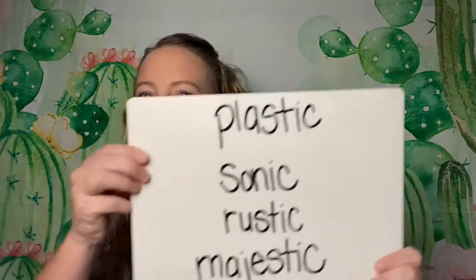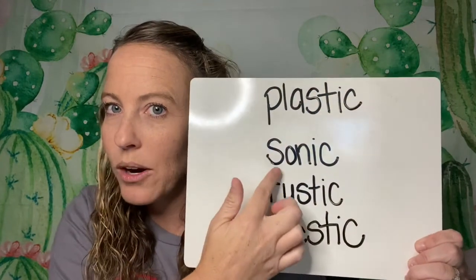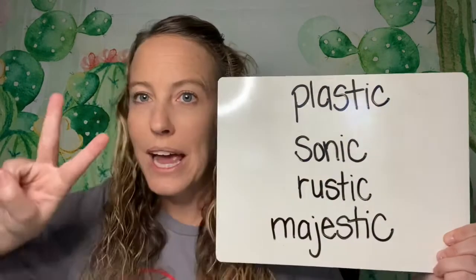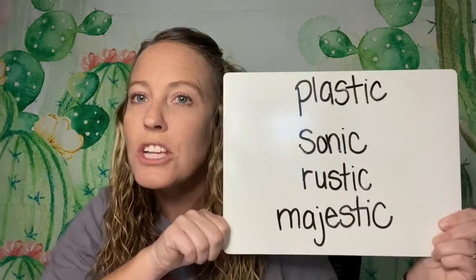Plastic. It's a 2-syllable word. Good job. Now let's take a look at the next word. How many vowels are in this word? Let's see here. 1, 2. It has 2 vowels. How many syllables is the word sonic?